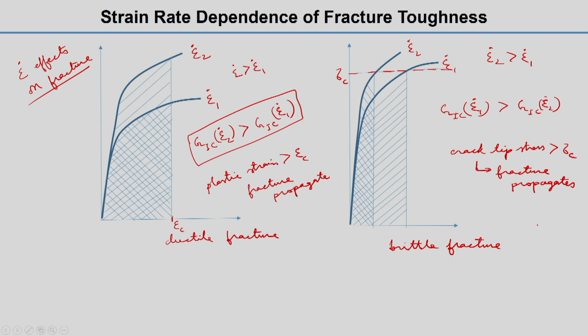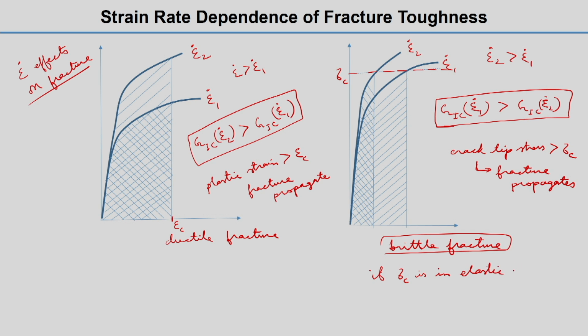So that's why we can see that the lower strain rate has higher fracture toughness. But in the brittle fracture case, if sigma C is in the elastic range only, that means it's highly brittle with no plastic deformation, and in this case the areas will be almost the same. That means ZIC at epsilon dot 1 will be equal to ZIC at epsilon dot 2 if sigma C is in the elastic range.